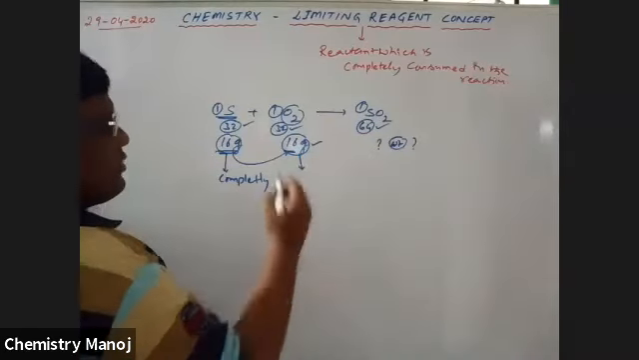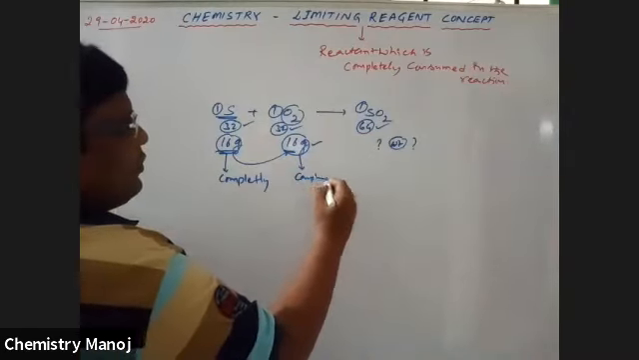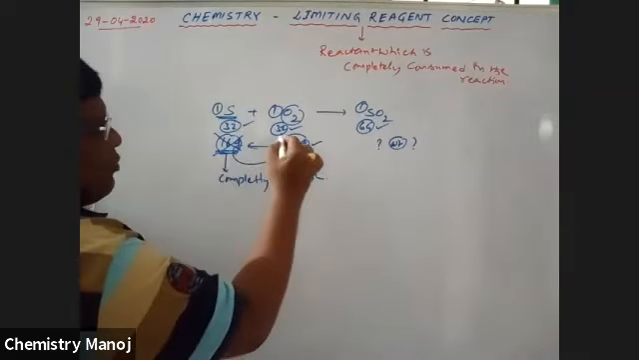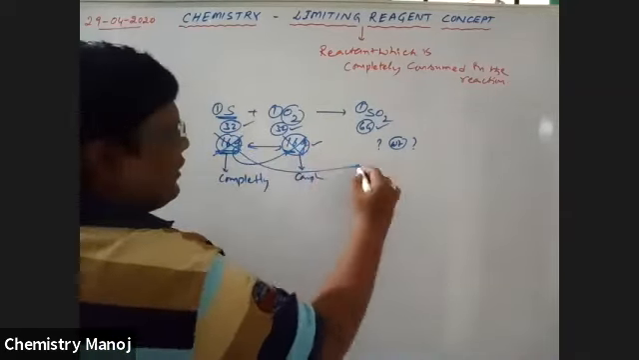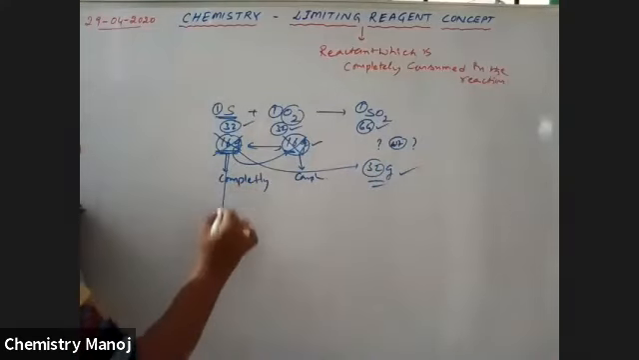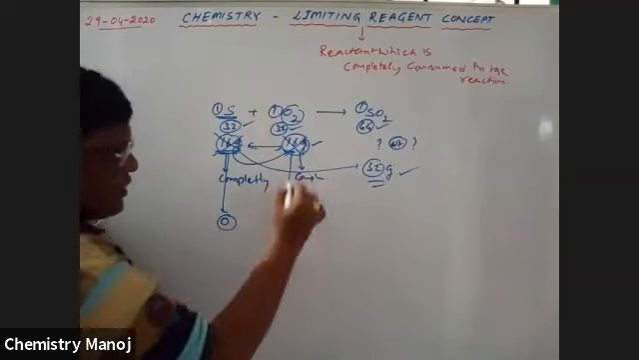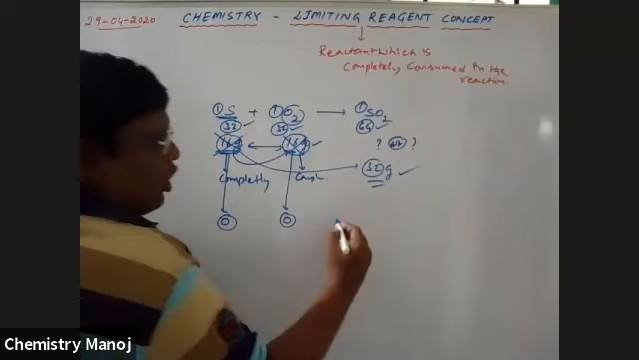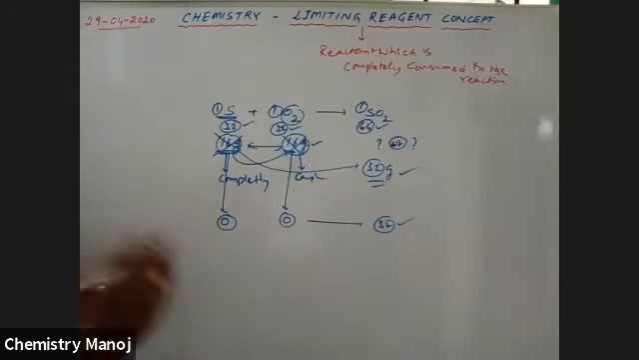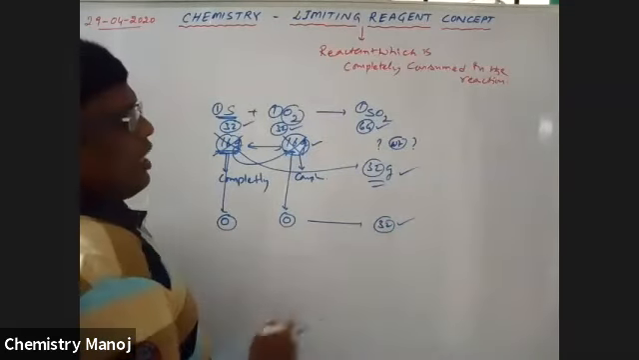This 16 grams is also completely consumed. That means exactly these two are involved in the reaction, so nothing is left over. This entire amount is converted into 32 grams of SO2. Now, how much is remaining? 0 grams. How much of this one is remaining? 0 grams. How much is formed here? 32 grams. Finally, we have only 32 grams.